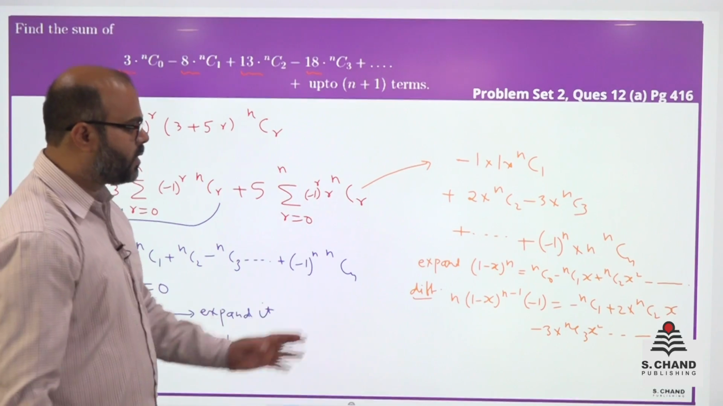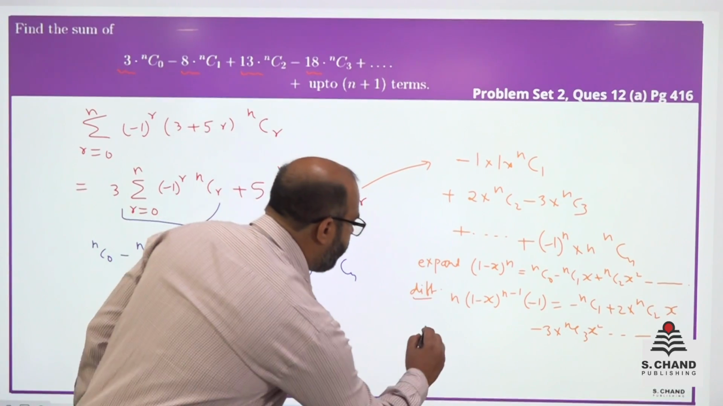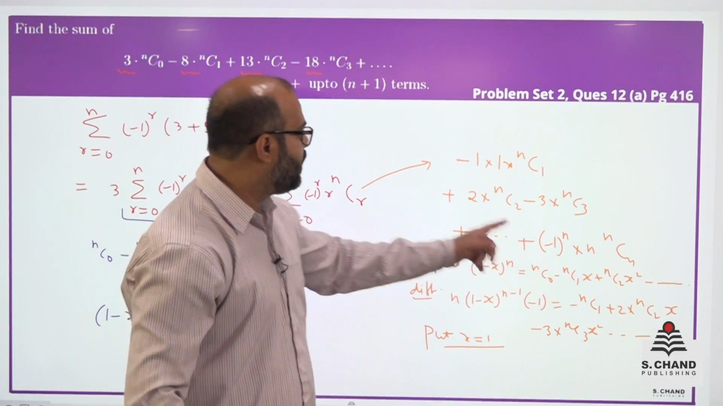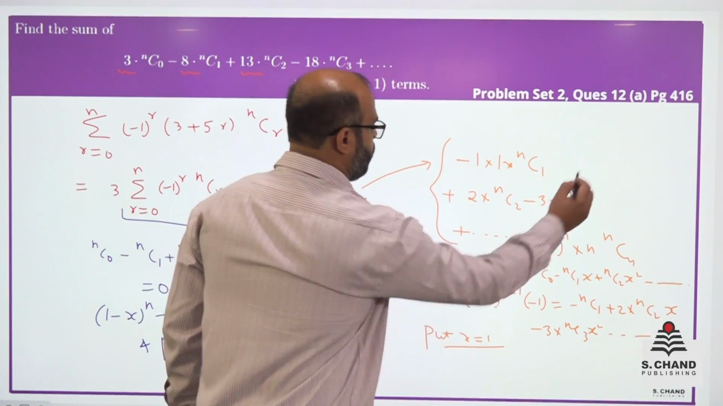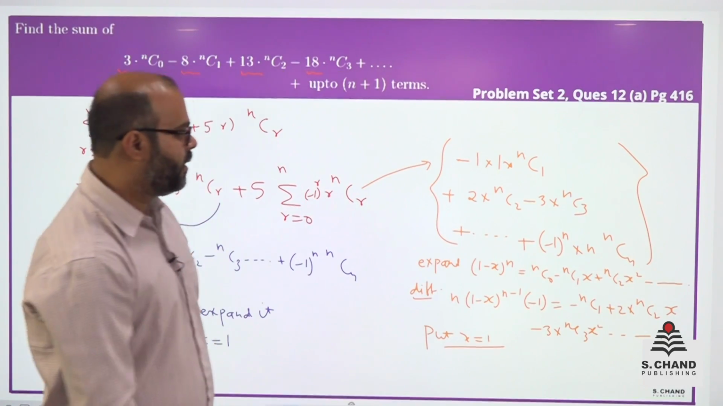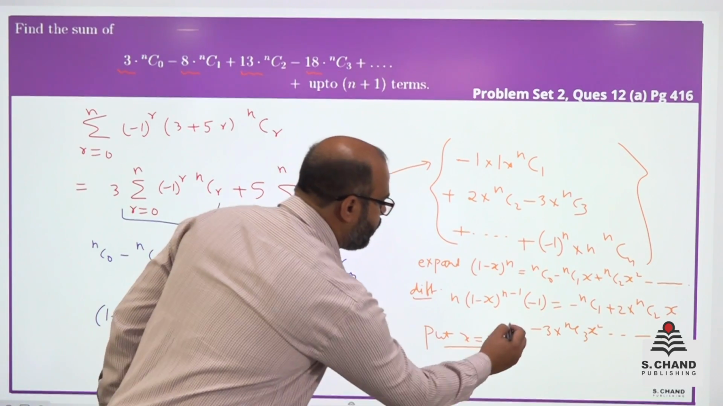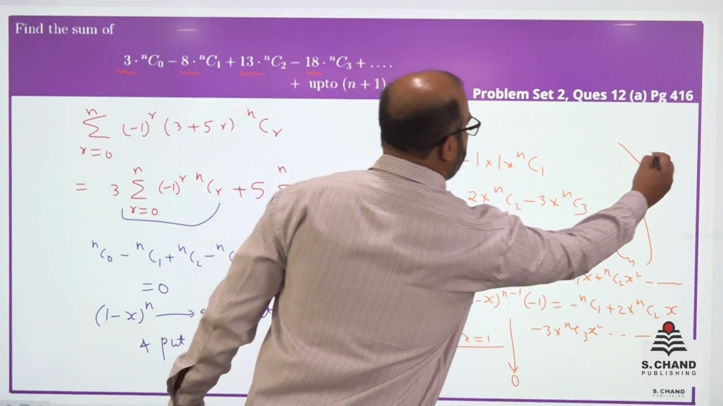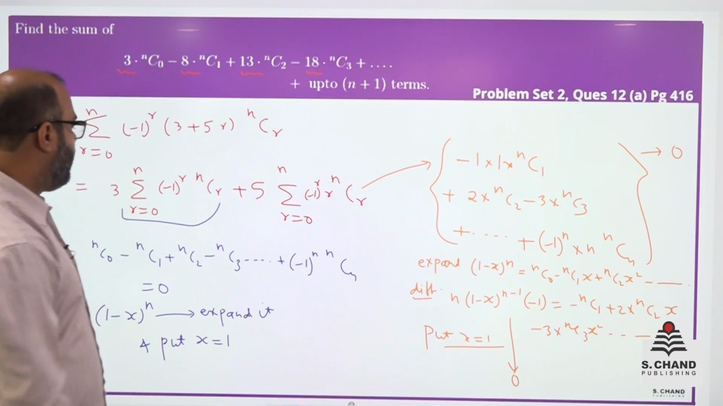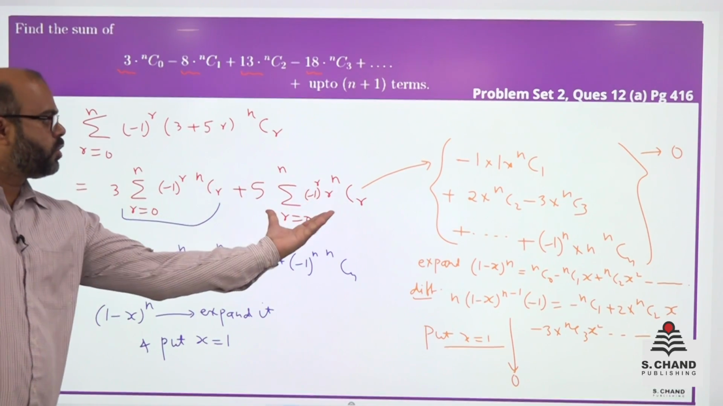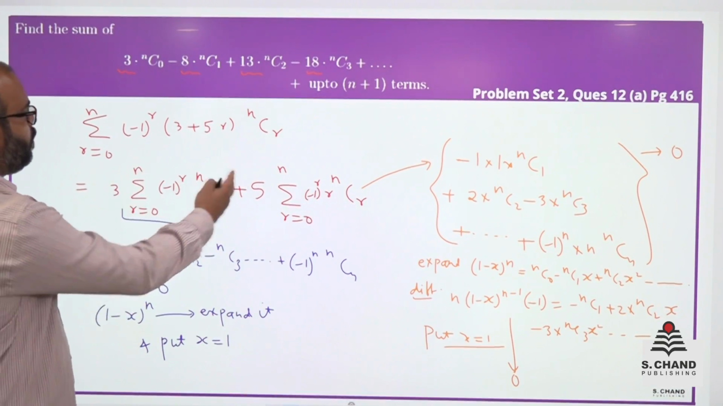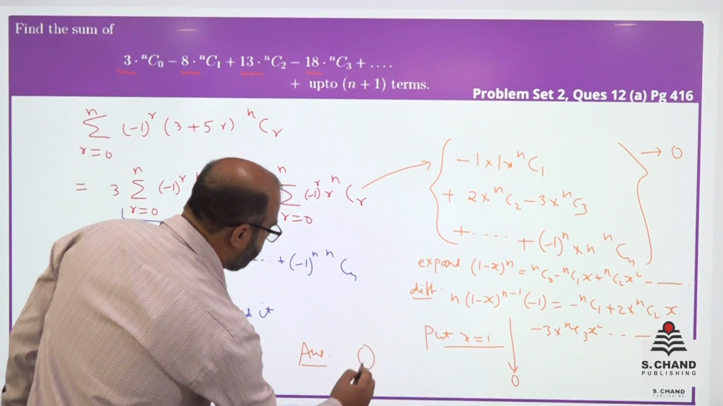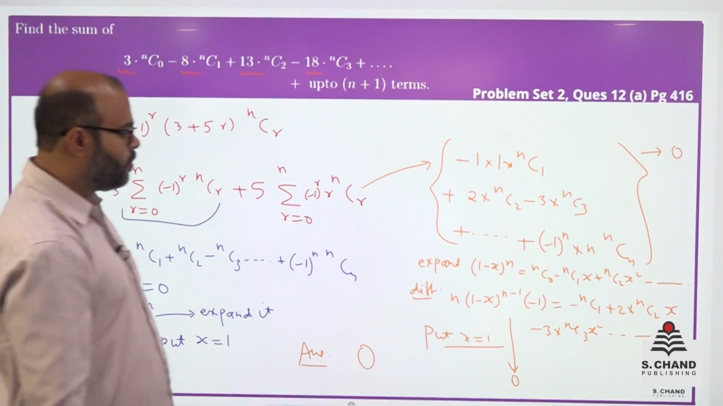Now, if you put x equal to 1 again, on the right hand side you will get this expression, and on the left hand side it will become 0. So this is also becoming 0. Finally, this is 0 and this is also 0. So 3 into 0 plus 5 into 0, the overall answer will be 0, right.